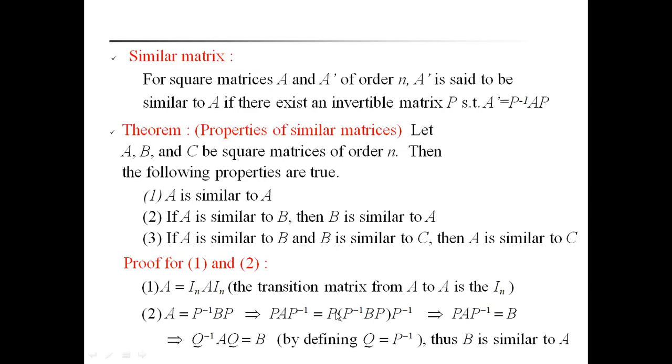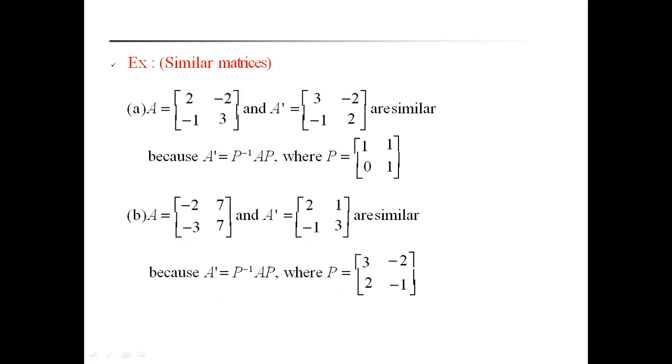Therefore, A is similar to B, B is similar to C, then simply A is also similar to C. How to prove the similar matrices? By using the example A is equal to the square matrix 2 minus 2, minus 1 3. A dash is equal to 3 minus 2, minus 1 2. They are similar because A dash is equal to P inverse into AP. Because P is the transition matrix 1 1 0 1, we can multiply these three matrices, so we get the A dash matrix. That's why we can say that A and A dash are said to be similar matrices.